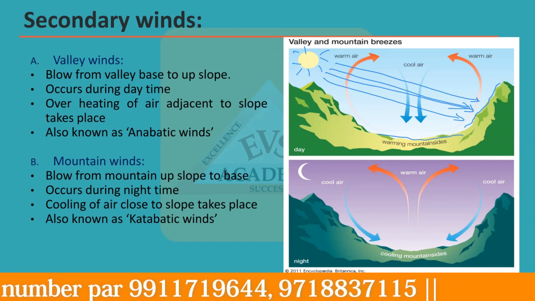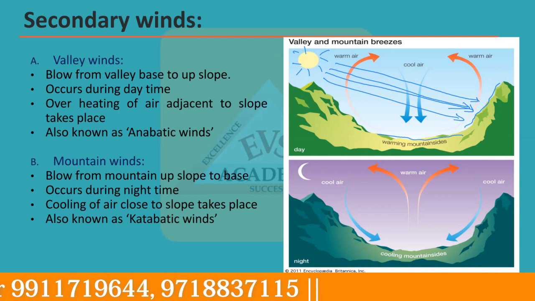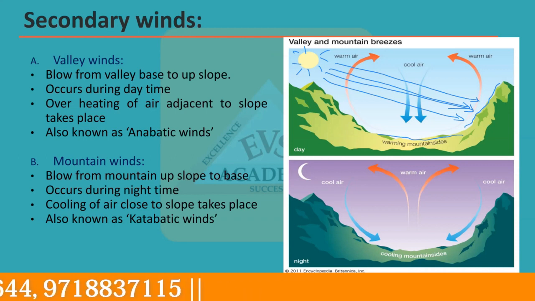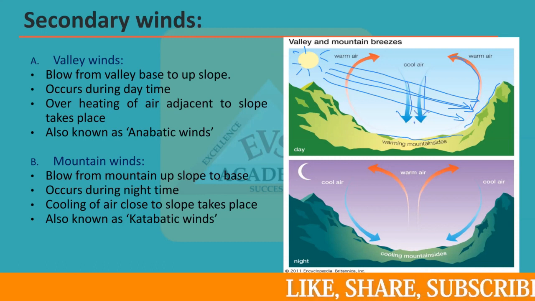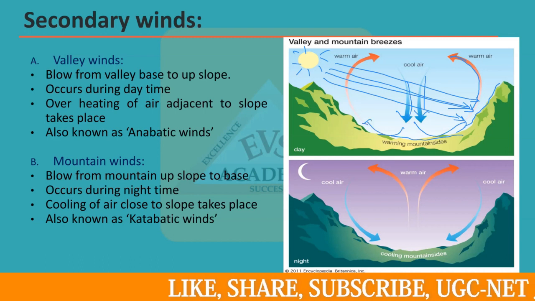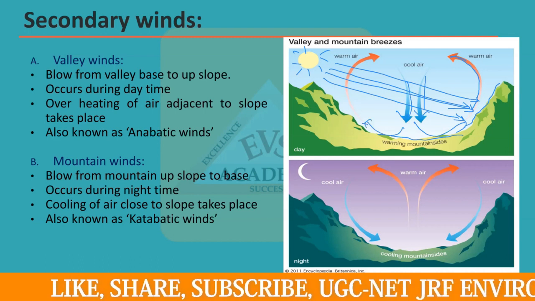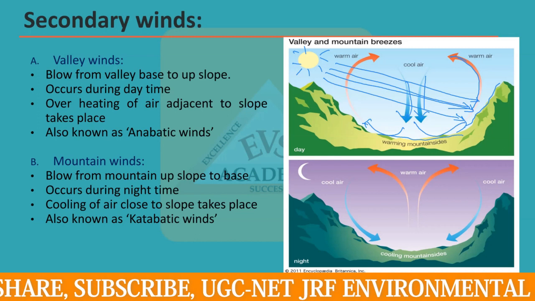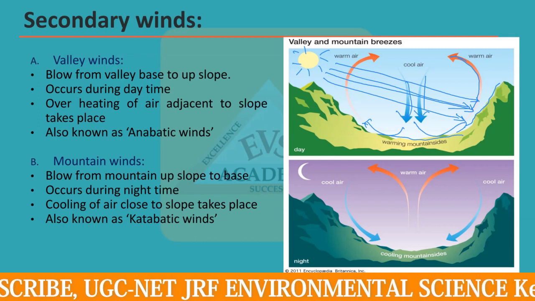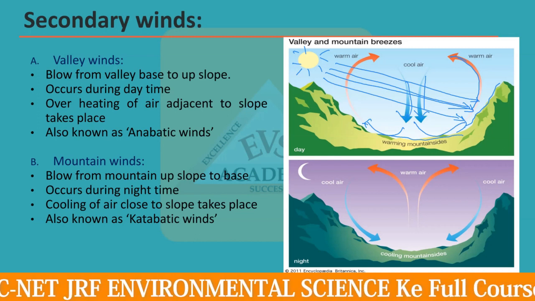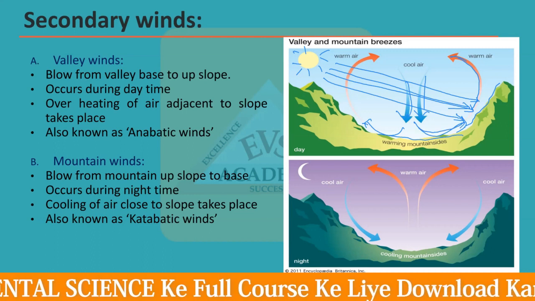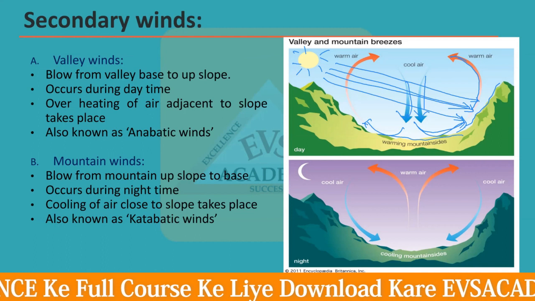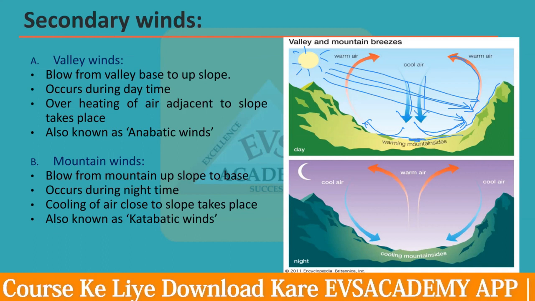So here again a temperature difference is created. What will happen? The warm air will go upside, and the cool air which is in the valley will go towards the mountain side. Why? Because of the differential heating of the sun in the valley region and in the mountain region. So here you can see the wind of the valley is going towards the mountain side during the daytime. So the wind is coming from the valley region and going towards the mountainous region.